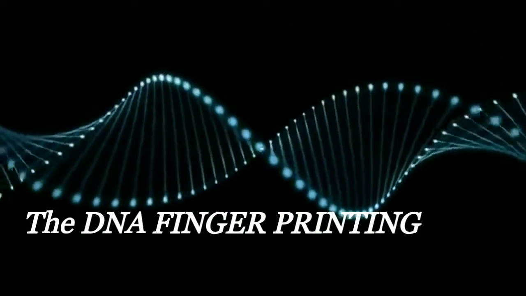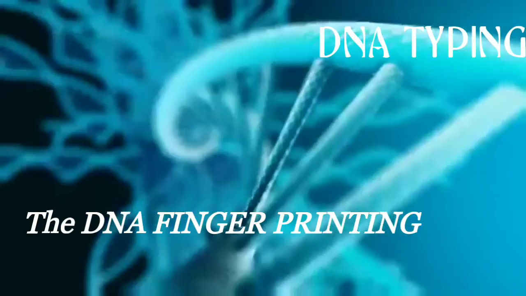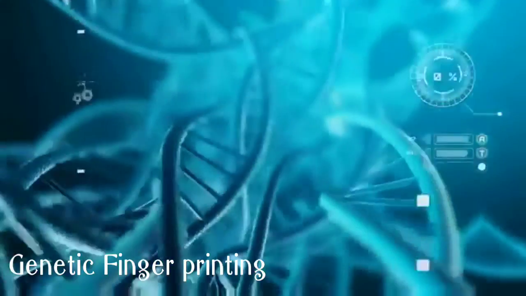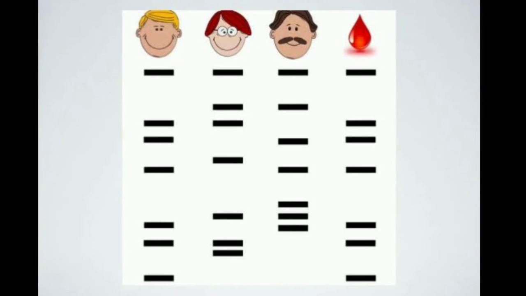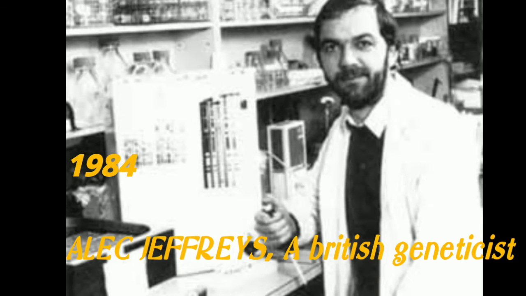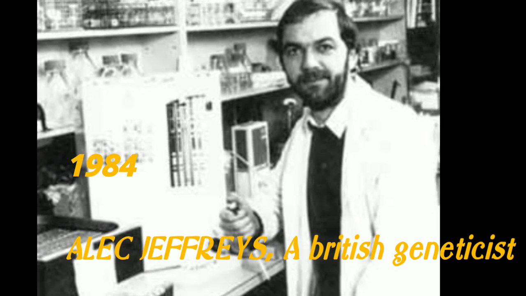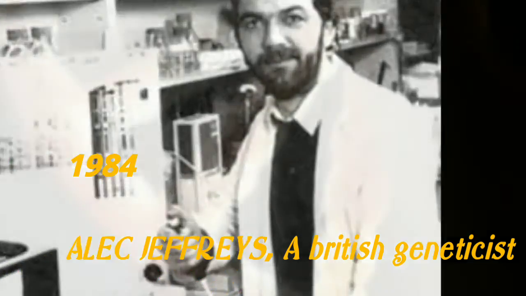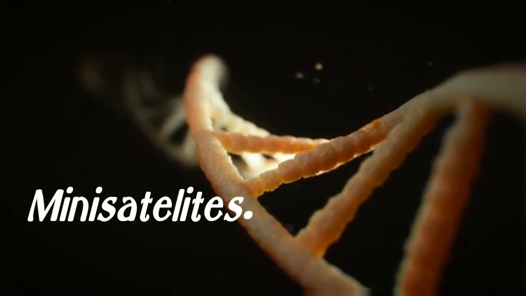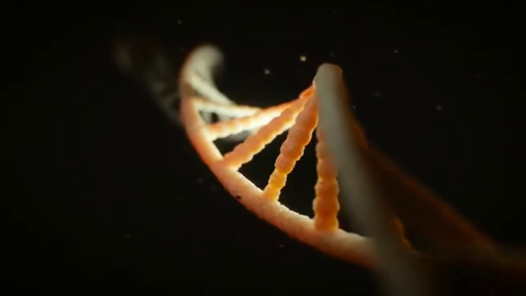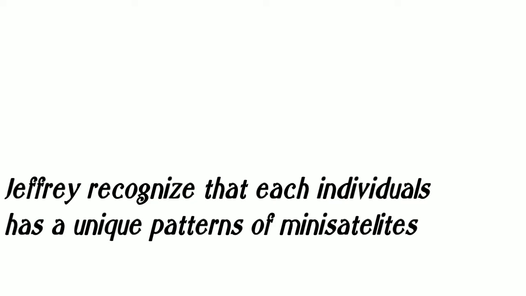DNA fingerprinting. It is also called DNA typing, DNA profiling, genetic fingerprinting, genotyping or identity testing in genetic methods of isolating and identifying variable methods within the base pair sequence of DNA. The technique was developed in 1984 by British geneticist Alec Jeffreys after he noticed that certain sequences of highly variable DNA known as mini-satellites, which do not contribute to the functions of genes, are repeated within genes. Jeffreys recognized that each individual has a unique pattern of mini-satellites.